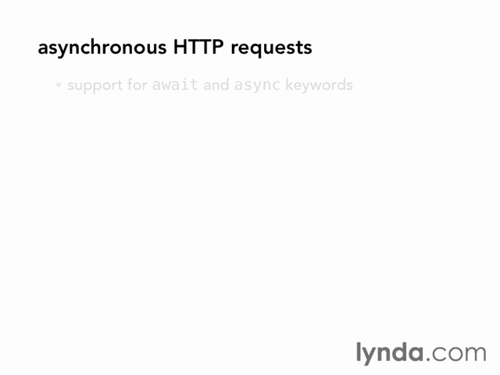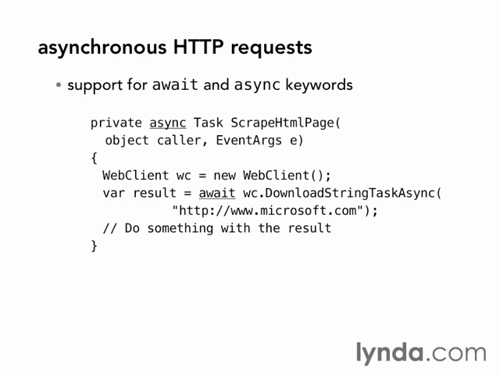But now there are two new keywords called await and async that are implemented in both C# and Visual Basic. Here's how it looks in C#. You mark any method that's going to make an asynchronous call with the async keyword, and then you place the await keyword before any method that you're calling that will be asynchronous. This will result in pausing your code and waiting for the response to come back.